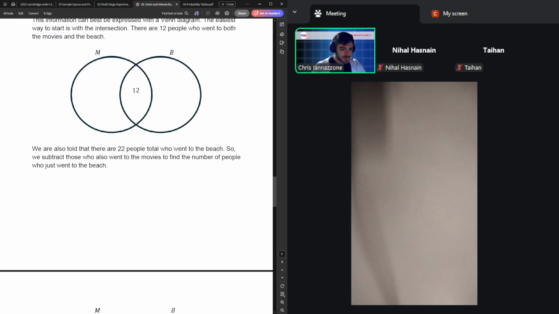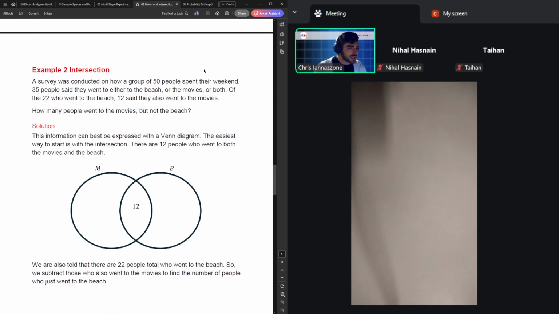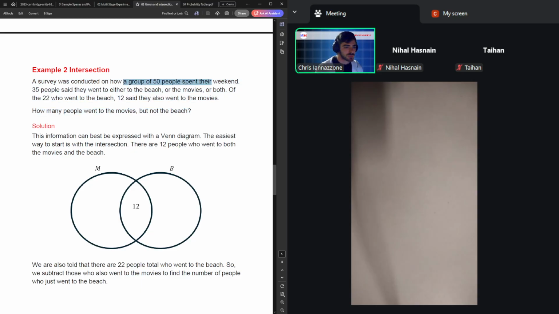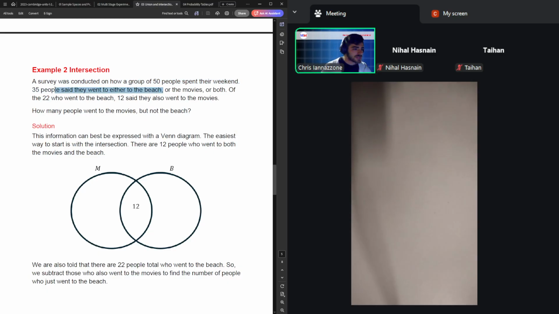I think this will be the last example. Yeah, cool. Finally, we have a look at intersections. So this is where you essentially get a whole bunch of data points given to you in a sequence, right? Like, we've got this group of 50 people and we're surveying how they spent their weekend. 35 said they went to either the beach or the movies, or both. So again, that's sort of your union representation there. They went to the beach, movies, or both. One or the other, or both.